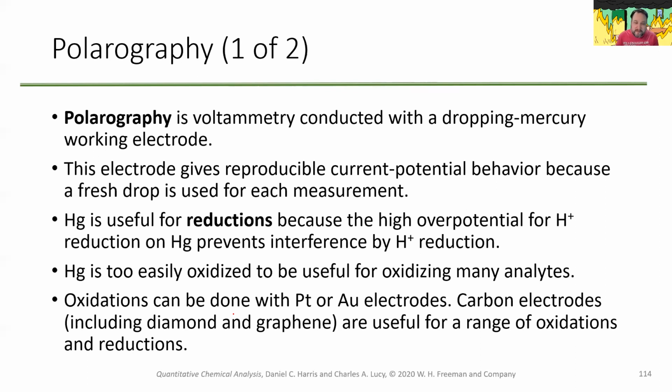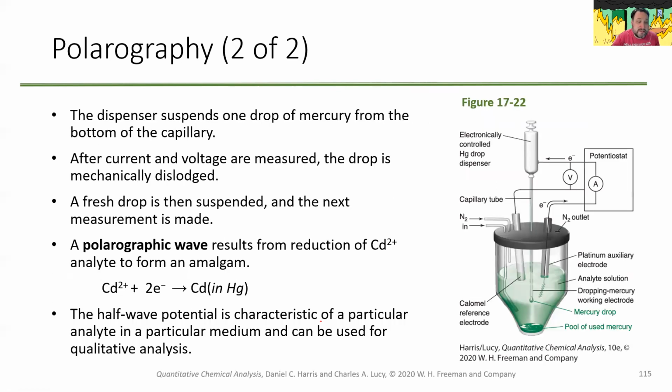I mean, you wouldn't want to do it in something like hydrogen peroxide, right? Because that's going to coat the surface of that drop of mercury with a layer of mercuric oxide pretty easily. Same thing will happen with relatively high sulfur concentration solutions, where you sometimes end up forming a calomel crust on the surface of your mercury electrode. But you can do oxidations with platinum or gold electrodes. Carbon electrodes and diamond and graphene are useful for a range of oxidations too.